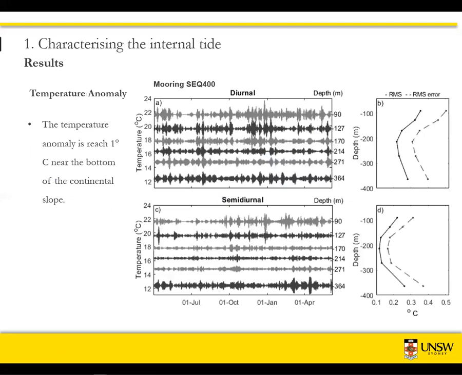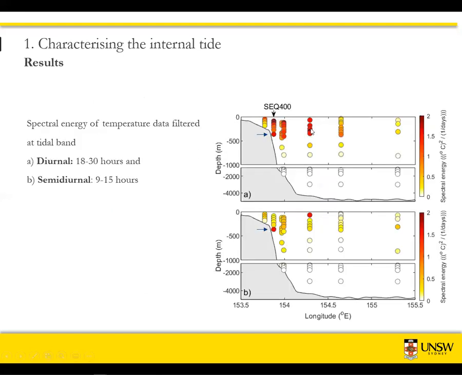We filtered the data into diurnal and semi-diurnal separately, and we analyzed this data separately now. And we can see that the diurnal and semi-diurnal have strong peaks of the internal tide near the bottom. So that's very interesting and important for mixing the bottom of the ocean. So we calculated the spectral energy for the entire cross section for all the sensors of the moorings. And we can see that the diurnal is stronger than semi-diurnal. And also it's stronger above the continental slope. So that's another characteristic of the internal tide.